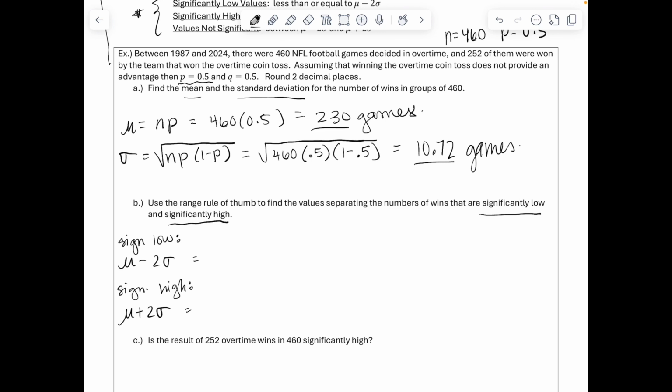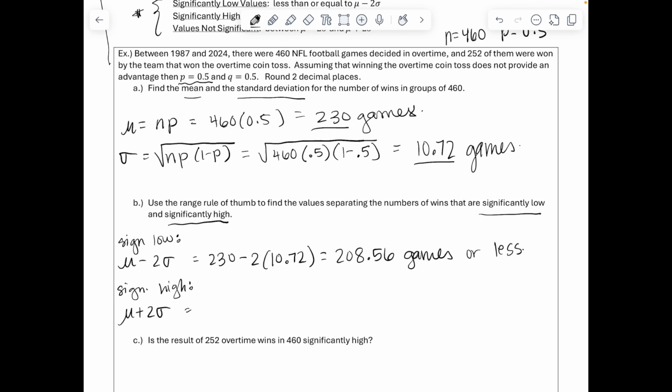So let's do significantly low first. So this is going to be 230 minus 2 times 10.72. And when you work this out on your calculator, rounding 2 decimal places, you get 208.56. And we're going to say this is games. So for significantly low, it's going to be 208.56 games or less.